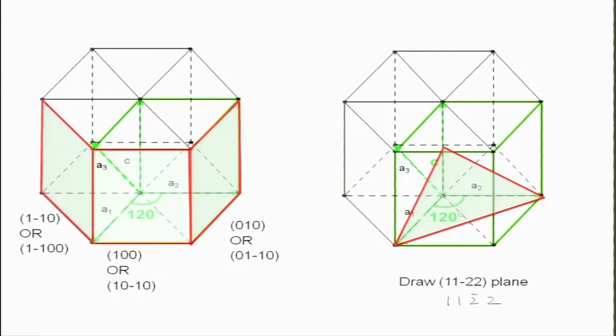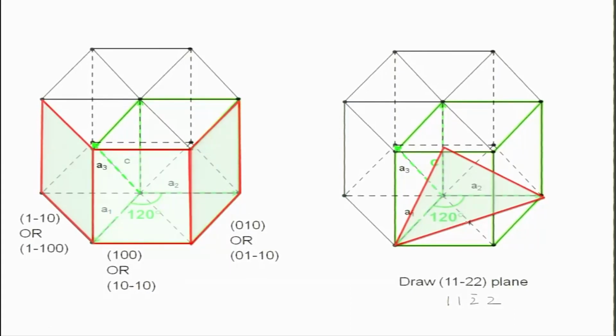This is your 1 1 bar 2 2 plane. So you have one intercept on A1, one intercept on A2, half intercept on C. The other one is automatic, because H plus K is equal to minus I, so that becomes automatic. So if you look at this, it will intercept through half of this length in the opposite direction. This is A3 axis, and you are intersecting at this point, which is half of minus A3.